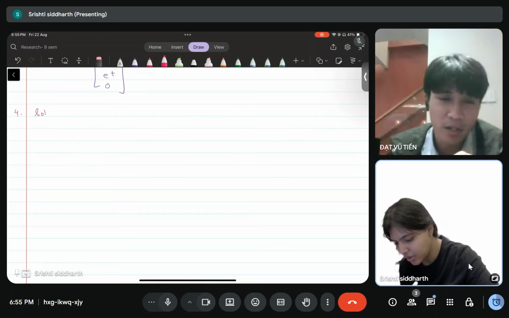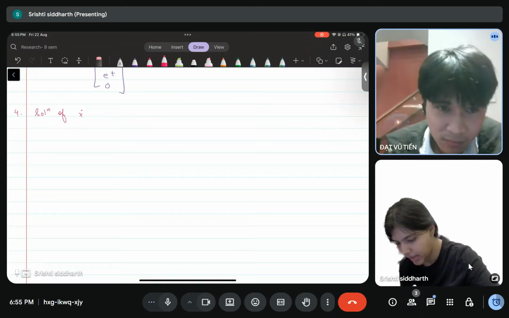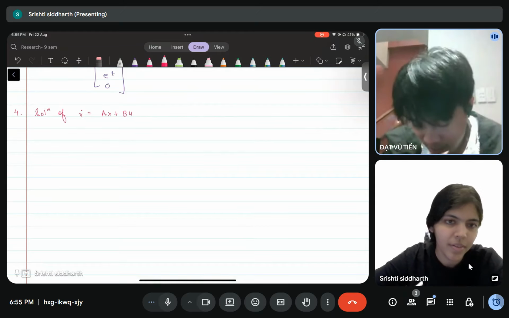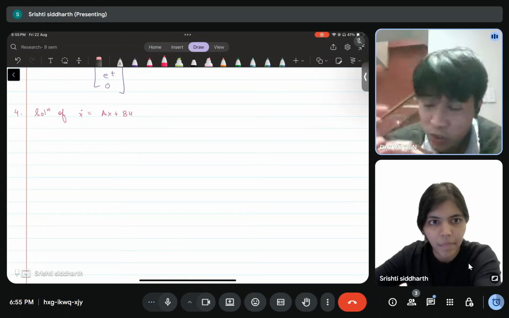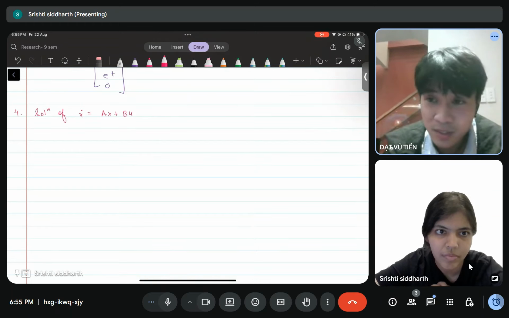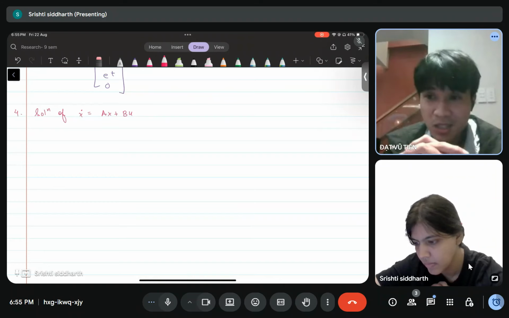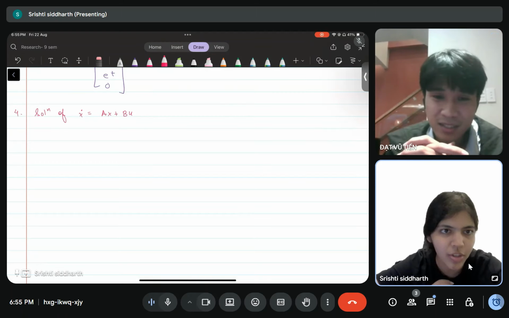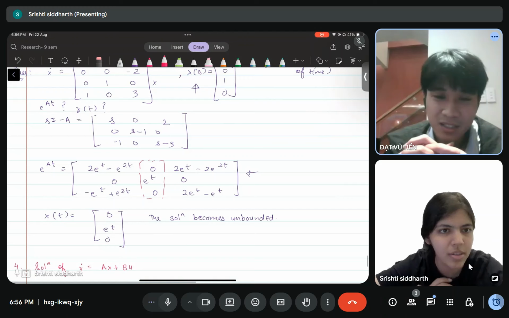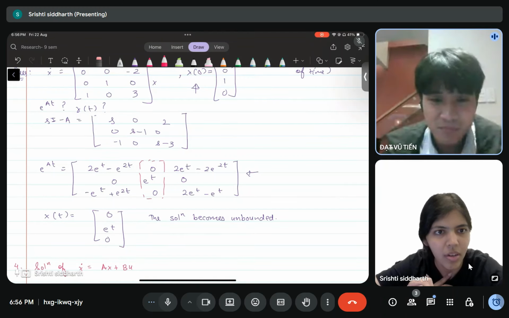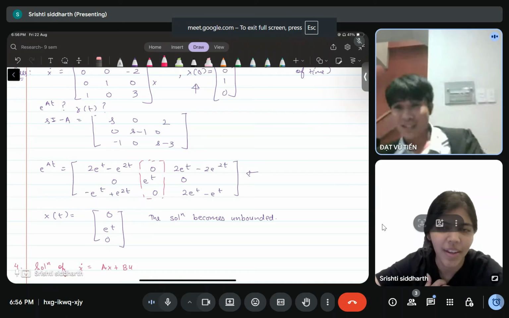Now let's look at the solution of x dot equals... Sorry, I mean there are many steps, right? You either use a Lyapunov function, or you diagonalize and comment on the eigenvalues, or you use this state transition matrix. Yeah. Is that what you mean? Yeah. Okay.